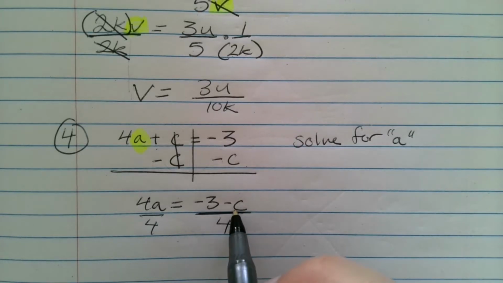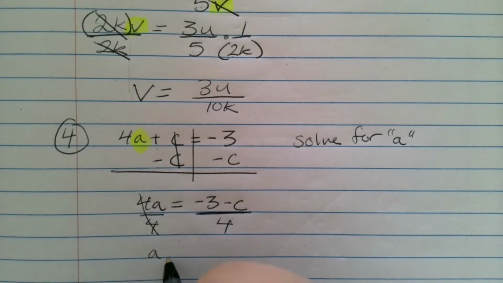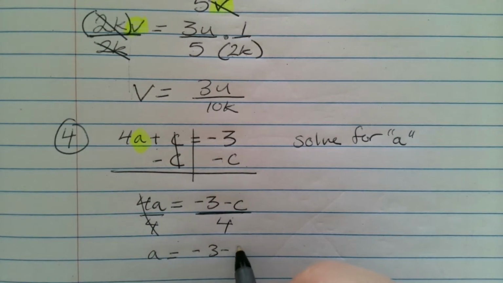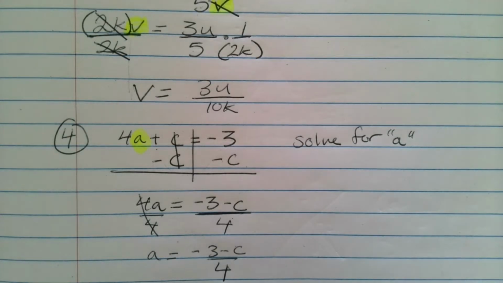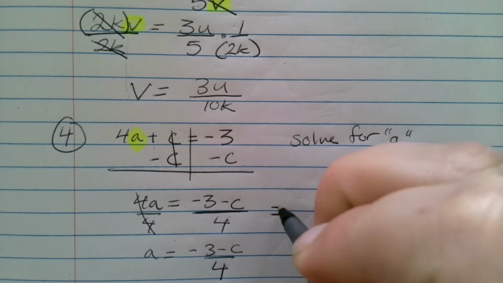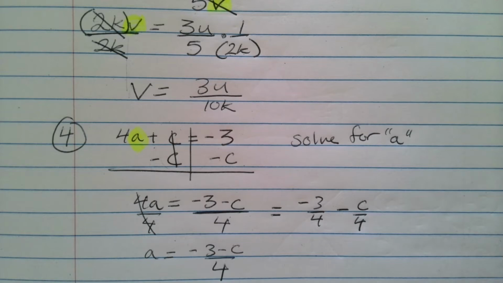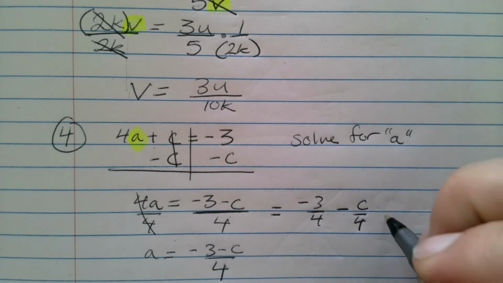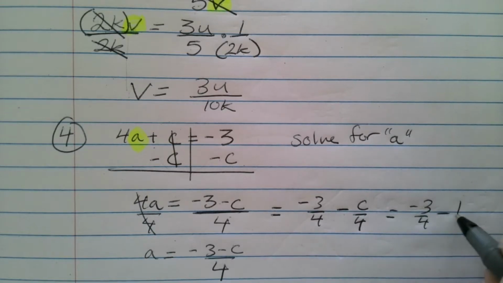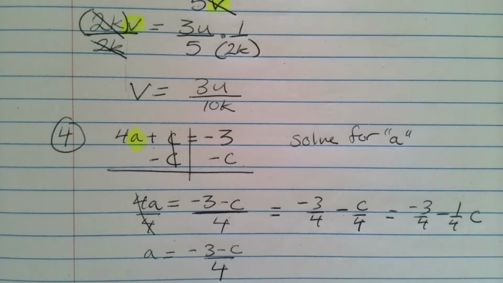See how I did one big fraction bar under that whole side? Now just so that you're aware, I could also write this as negative 3 over 4 minus C over 4. They could write it both of those ways. They could also write it negative 3 over 4 minus 1 over 4C. Those are all the same. I don't care how you write it. I just want you to be able to recognize it no matter what they do, okay?